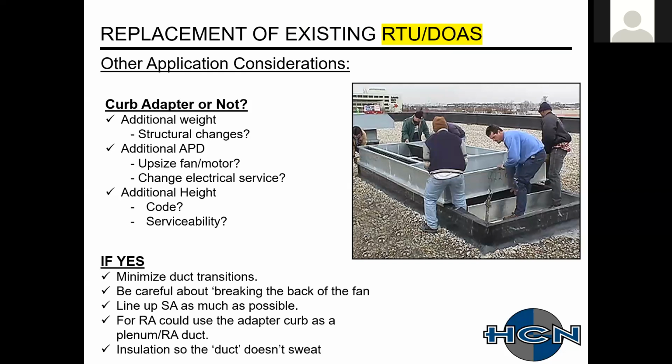And then if you do have to provide a duct adapter, a curb adapter rather, you want to minimize your transitions. You want to line up the supply air as much as possible. A trick of the trade is to use the return air as the adapter curb. Use the adapter curb as a return air path, return air plenum.